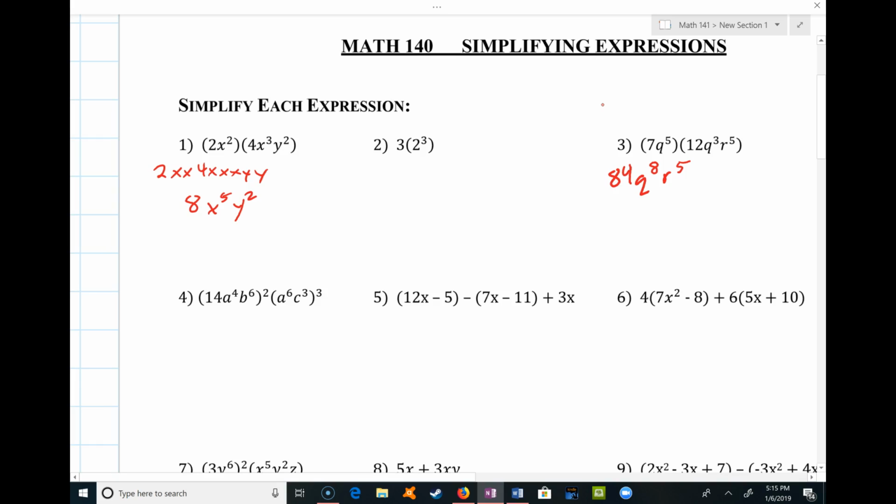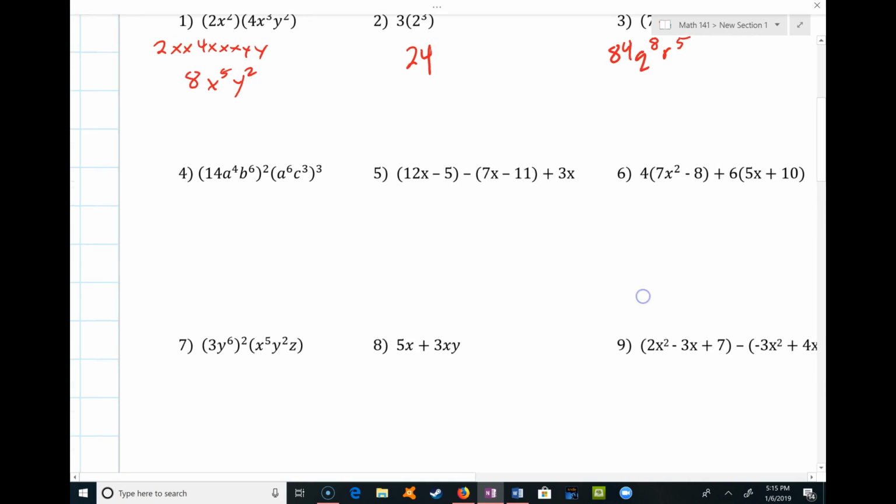This one, you just need to multiply again, it's nothing but multiplication. So you've got 3 times 2 times 2 times 2, and 2 times 2 times 2 is 8. 3 times 8 is 24. Okay, here's another one where there's nothing but multiplication going on.